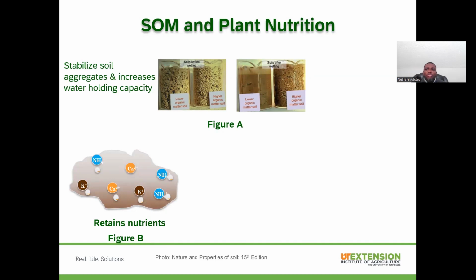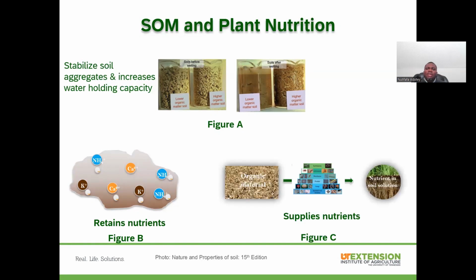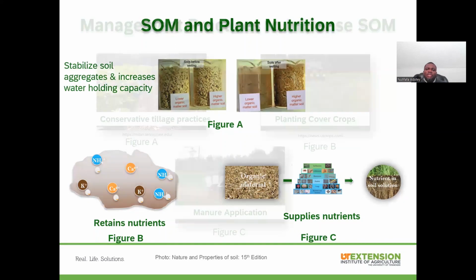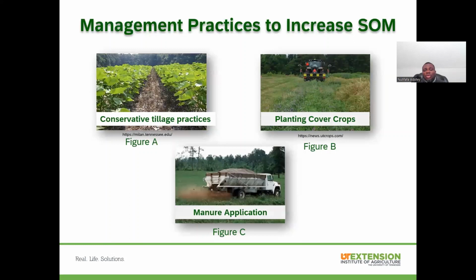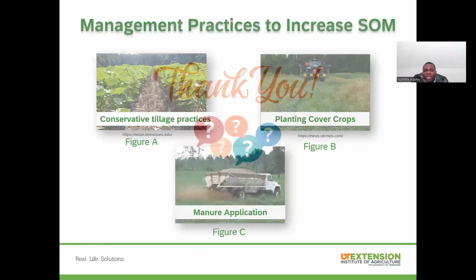Also, soil organic matter retains nutrients. Soil organic matter contributes the negative charges that we see on colloidal surfaces. So the higher your soil organic matter content, the more nutrients you can retain and release for the plant when needed. And finally, when organic matter breaks down, what we talked about as mineralization earlier, it also supplies nutrients for the plant. Soil organic matter can be increased by a host of different management practices, such as no-till practices, planting cover crops, as well as the use of manure fertilizer application.